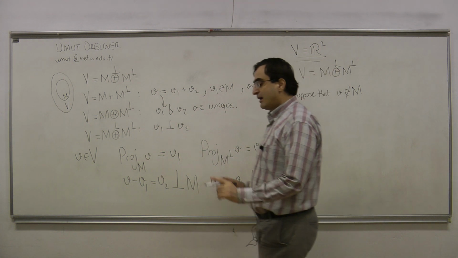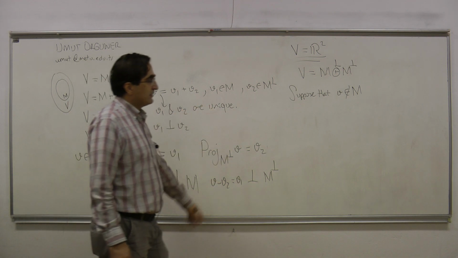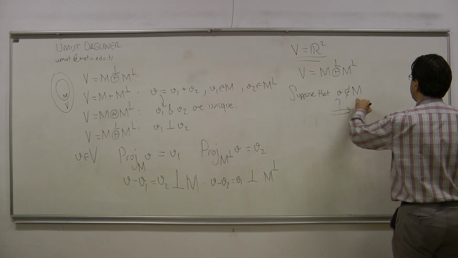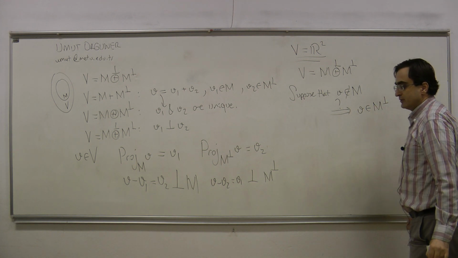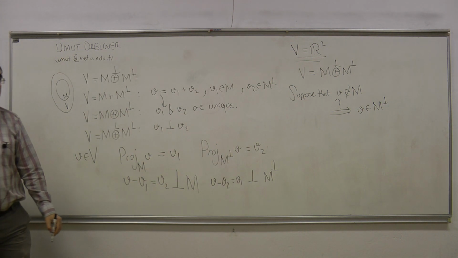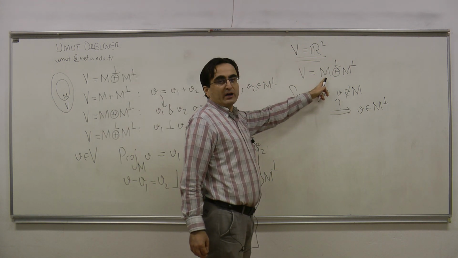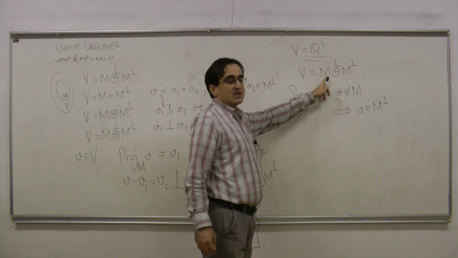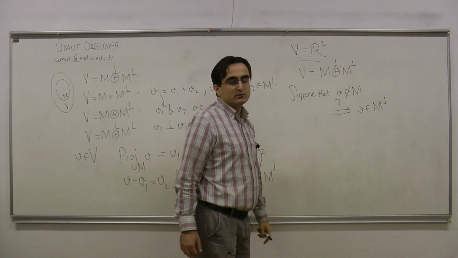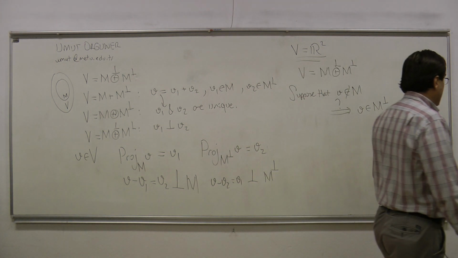Okay? I have the vector V, which is not in the subspace M. Then can I say that V is going to be inside M orthogonal complement? Do you think I can make such a claim? This is a direct sum decomposition. So when a single vector is not in M, can I say that it is going to be inside M orthogonal complement in the other space? In this case, the answer is no.